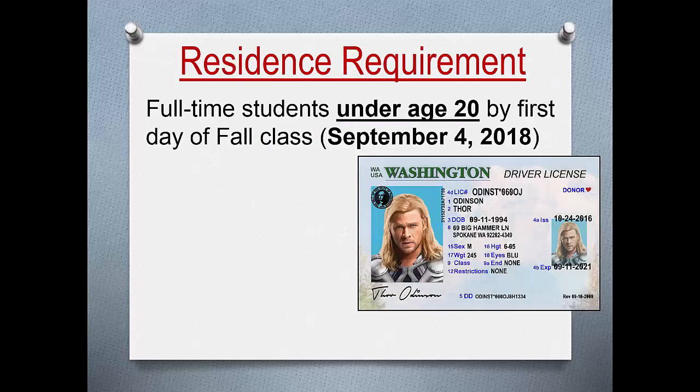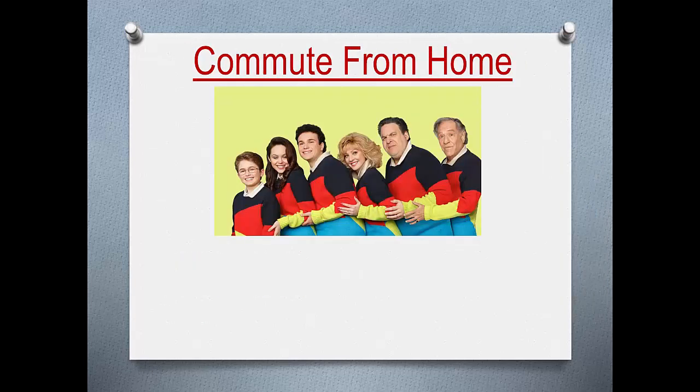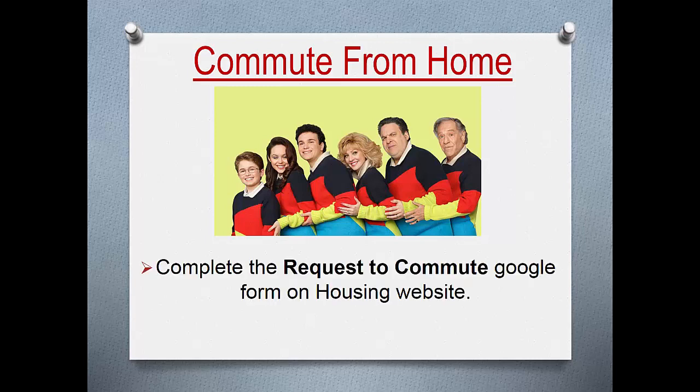If you will be a full-time student and will be younger than 20 years old by the first day of fall classes, which is September 4th, you are required to live in a Biola residence hall or to live at home with a parent or guardian. If this is the case and you plan to commute from your parent or guardian's home, make sure you complete the requested commute form on the housing selection website so our office knows that this is your plan.